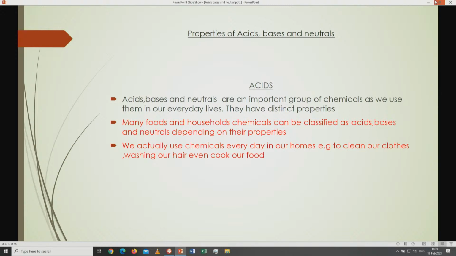We actually use chemicals every day in our homes, e.g., to clean our clothes, washing our hair, or we can also use chemicals for cooking our food. Water, vinegar, we can use them for cooking.